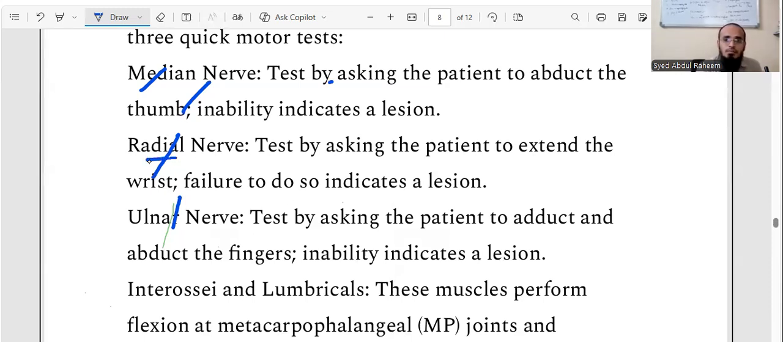Next is the radial nerve. By asking the patient to extend the wrist, extension means okay, he is doing okay. If he is not doing it, there is an issue in the radial nerve. Ulnar nerve, by asking the patient to adduct and abduct the fingers. If he is doing it, it is okay. If he is not doing it, it means ulnar nerve issue.